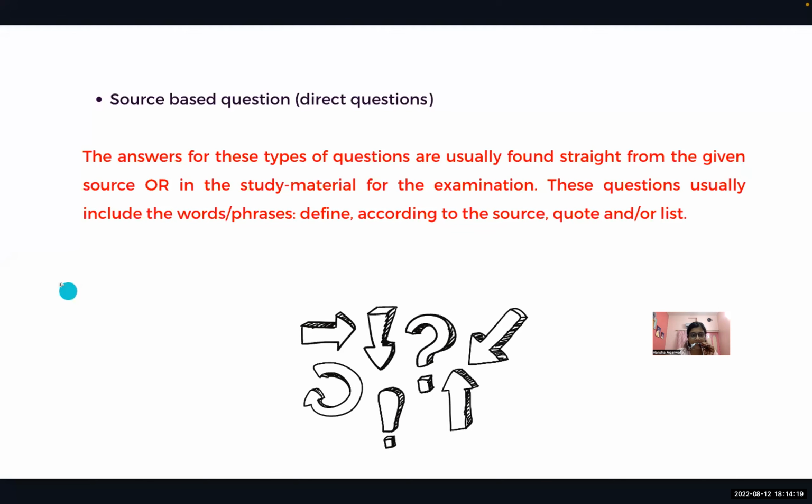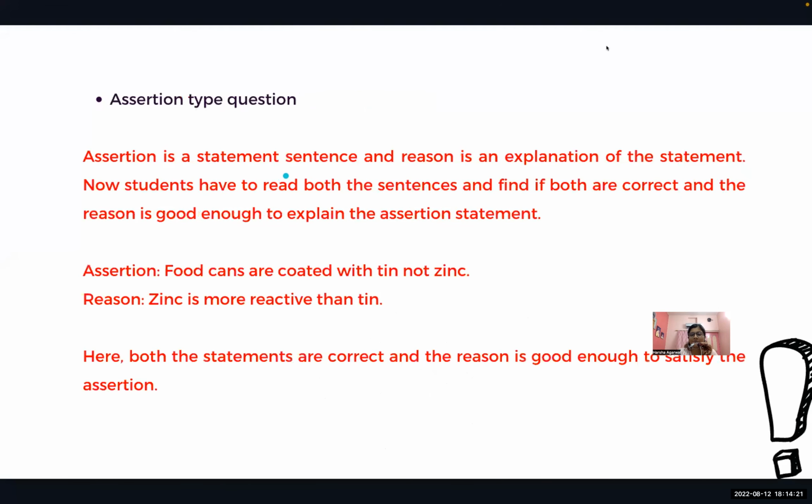Anyways, I'm repeating assertion type and reasoning type. Assertion reasoning type of questions can come in two types. First type is it can come in the form of MCQs. Second type is it can come in the form of an open-ended question, where you give the assertion. Now, what is an assertion? As you see in the example I've stated here, food cans are coated with tin, not zinc. That is an assertion. I have stated a fact that people do this in the world in general. But what is the reason behind doing that?